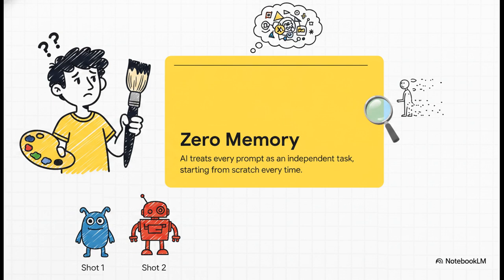When you generate shot 1, they paint you a masterpiece. But when you ask for shot 2, even if you use the exact same words, the AI has completely forgotten what it just drew. It literally treats every single prompt as an independent task, starting entirely from scratch. It has zero concept of what your character looked like 5 seconds ago.